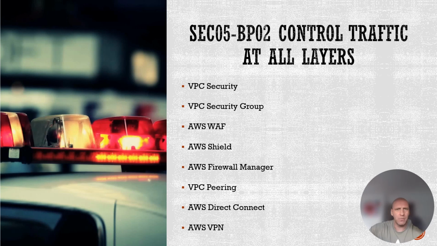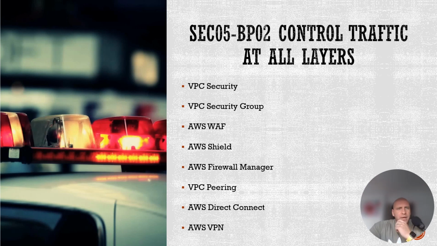AWS Shield provides protection against distributed denial of service attacks for AWS resources at the network and transport layers, so layer 3 and layer 4 of the OSI model, as well as the application layer, which is layer 7. AWS Firewall Manager provides management of protections like AWS WAF and Shield Advanced across accounts and resources, even if new resources are added.